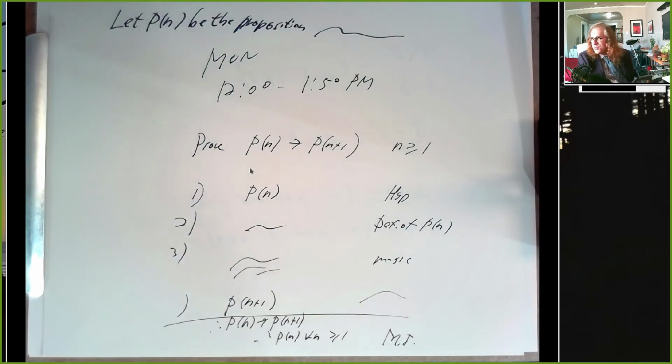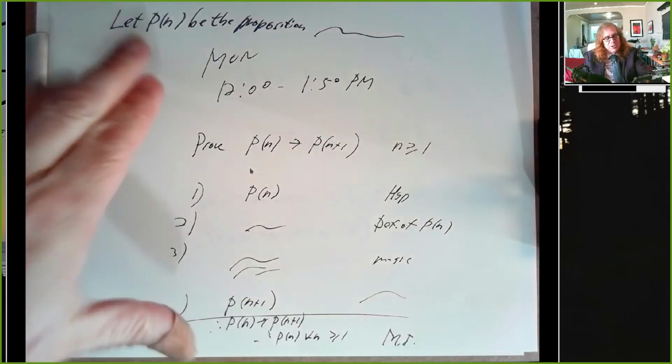So if you're asked to prove that all pigeons are gray, let P of n be the proposition that any set of n pigeons are all gray, right? And to prove that all pigeons are gray, you would want to prove P of n for n bigger than or equal to 1. I won't ask you about pigeons or cows. But, so start off with a proposition.